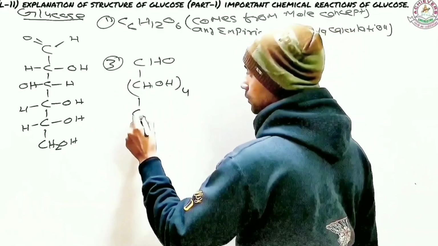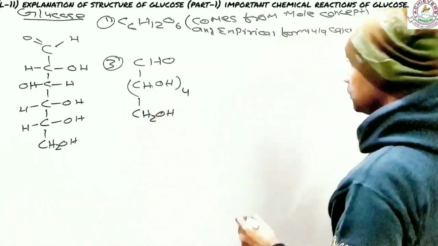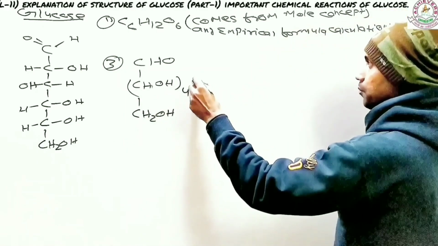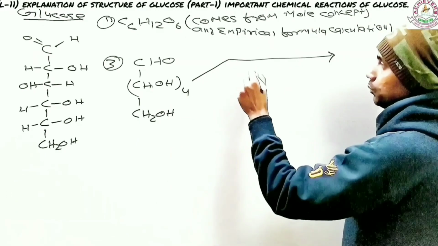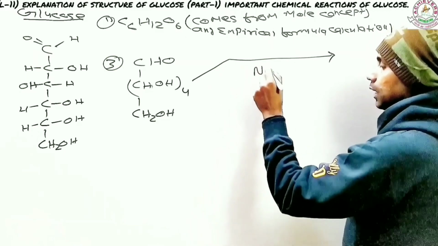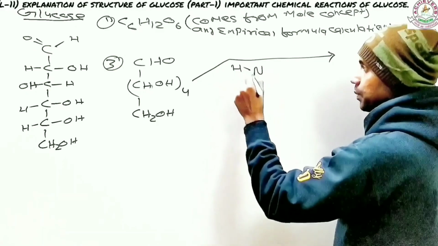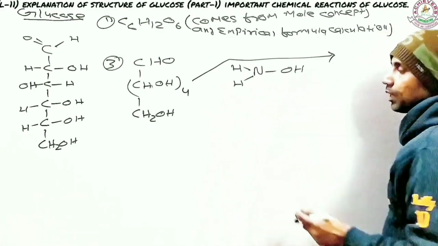Okay, and then we have CH2OH. So this is your glucose. Now what you have to do, I'm making you go with two reactions. The first reaction is with NH2OH. So this is the NH2OH we have. This is what the structure is.